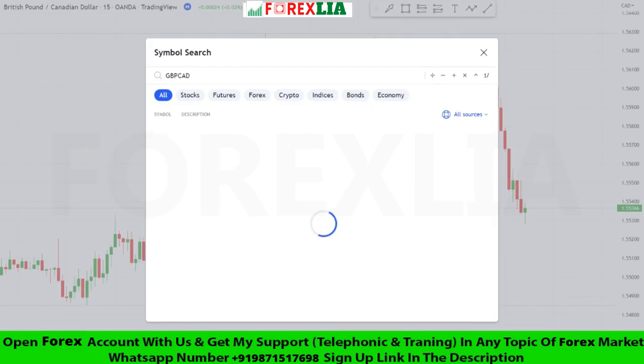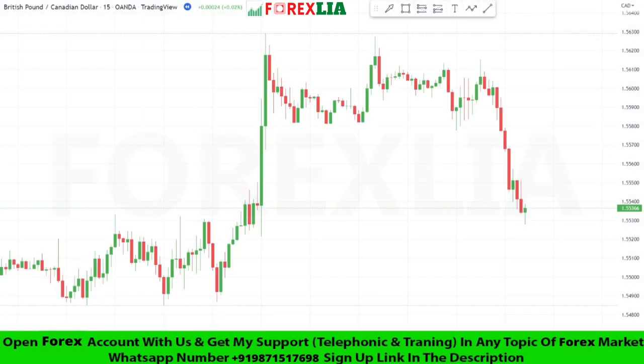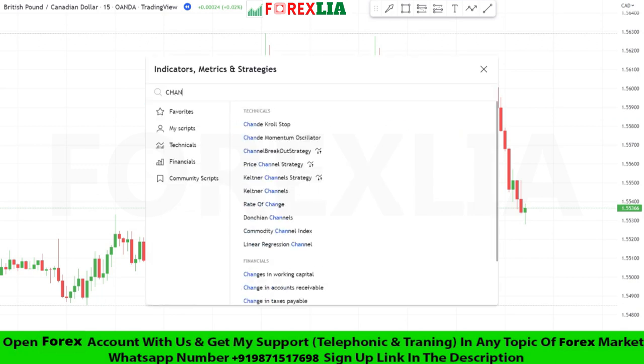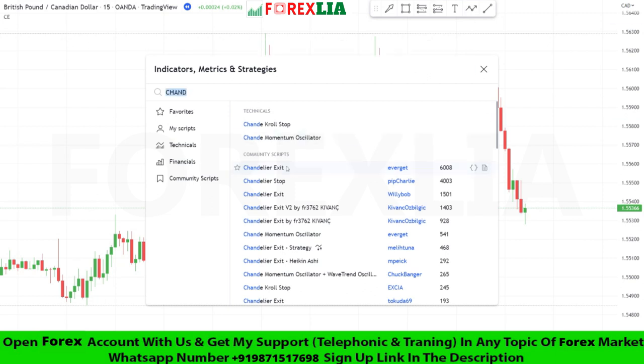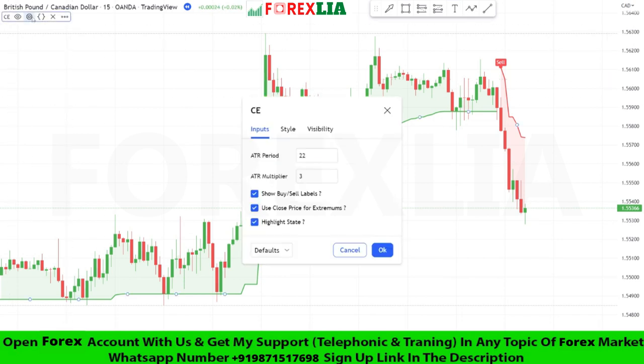First we open GBP CAD in the 15 minute time frame. For this strategy we need the Chandelier Exit indicator, with some changed settings.